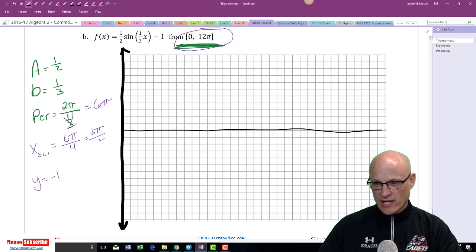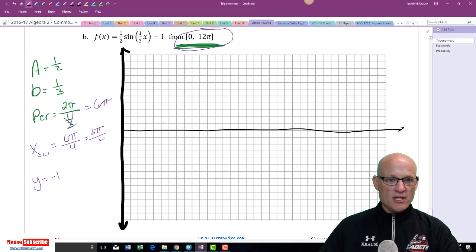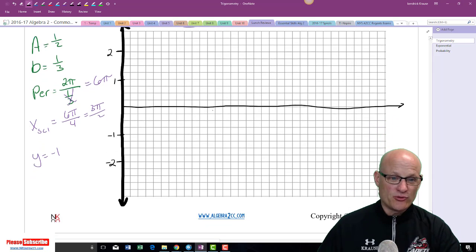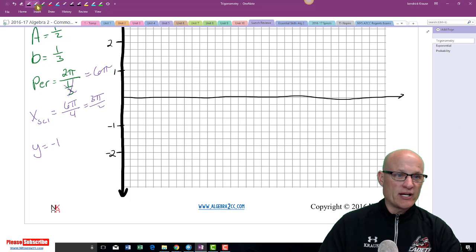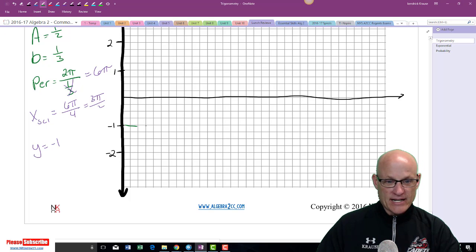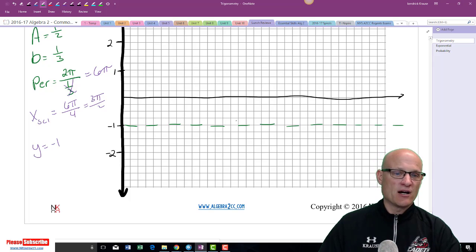I'm going to say this doesn't have to be very tall. I'm going to say this is 1. 1, 2, 3, 4. This is 2. -1. 1, 2, 3, 4. -2. You'll see why I did this in a minute. I don't have to do it this way, but I choose to do it this way. My midline is y equals -1. Let me draw that in. Dotted line. It has to be a dotted line because it's not part of the graph. There it is.